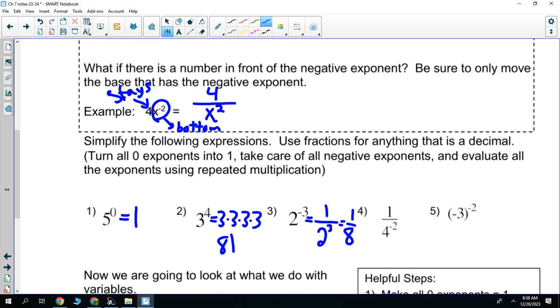This one is negative in the bottom, so it has to flip up to the top, which means there'll be nothing left in the bottom. So this would become 4 squared on the top, and 4 squared is 16.